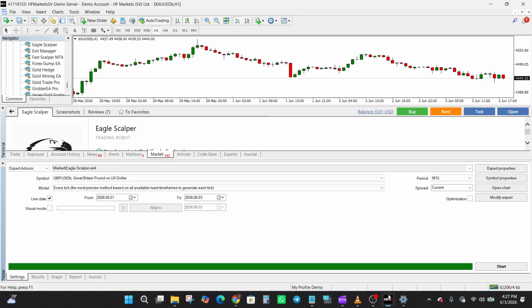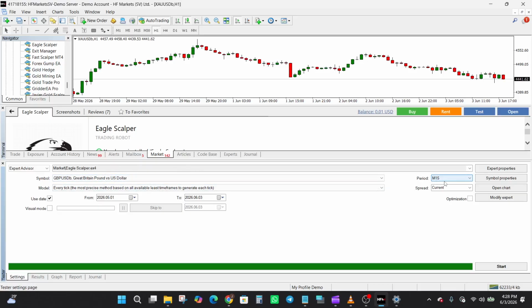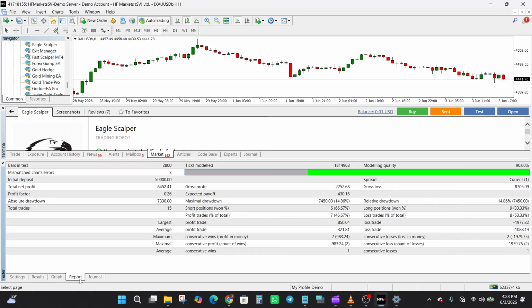Okay, so we are testing the Eagle Scalper on GBP USD on the M15 time frame as recommended, and we are using the every tick modeling. We are running it over the past month, just about 1 month of data. Let's quickly look at the results now, the report.